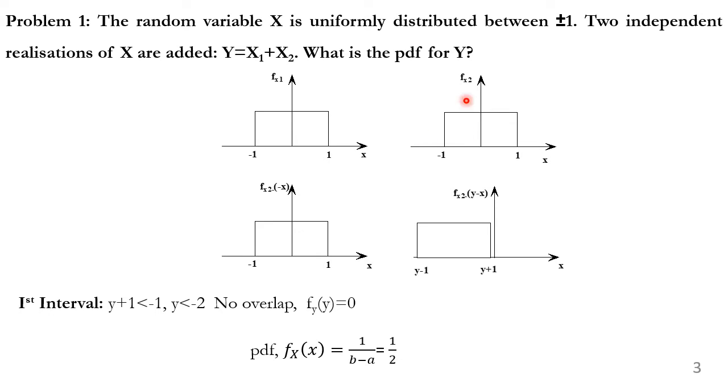To do that, let us take the negative of fx2, then let us shift over the axis y. So we get fx2 of y minus x. Now let us scroll this over from minus infinity towards plus infinity. Let us take the first interval. Then y plus 1 comes and falls at minus 1. That is y less than minus 2. So there is absolutely no overlap. Therefore, the PDF for y is equal to 0.